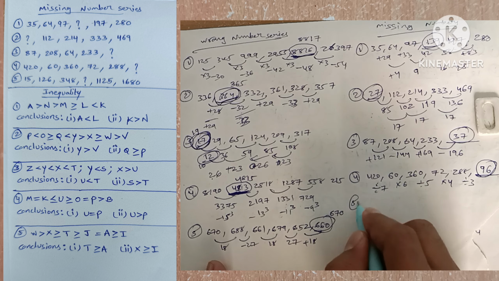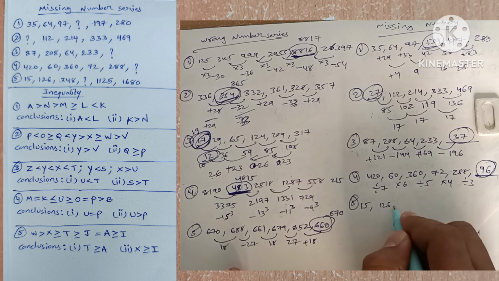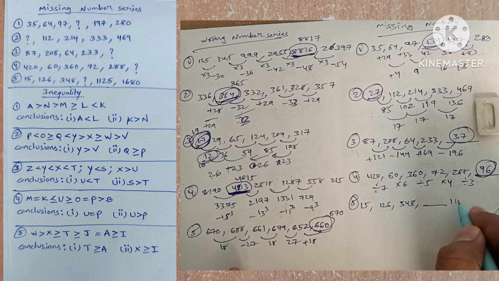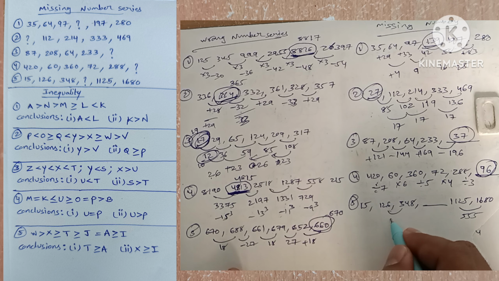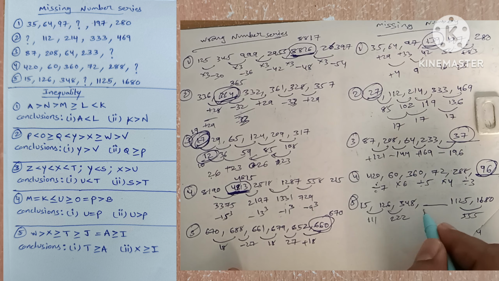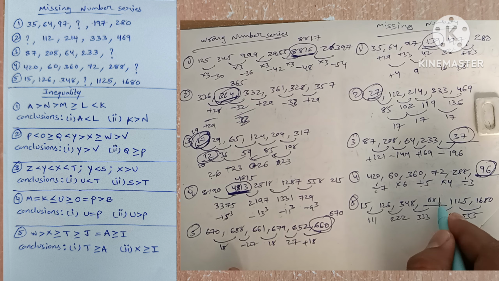Fifth one, 15, 126, 348, dash, 1125, 1680. Here the difference is 555. Here the difference is 222. Here the difference is 111. So it must be 333, it must be 444. So 348 plus 333 equals 681. This is our missing number.